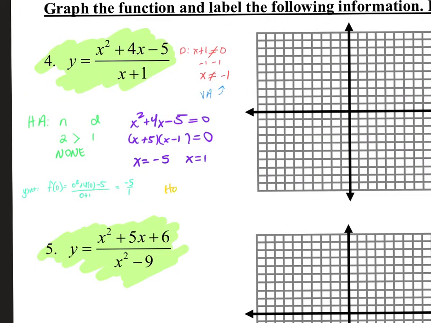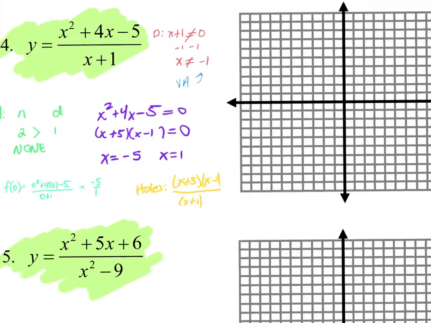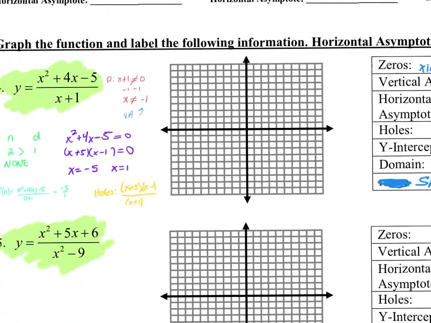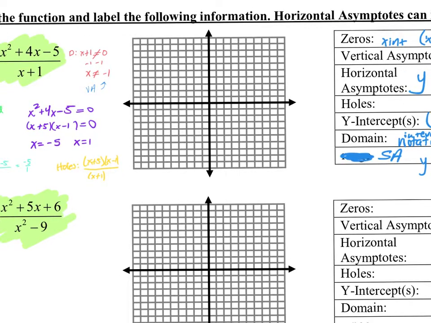How do we find holes? Factor the denominator. We already factored the numerator. It was x plus 5, x minus 1 over x plus 1, right? Do I have any holes here? No. So no holes. I'm going to say none.